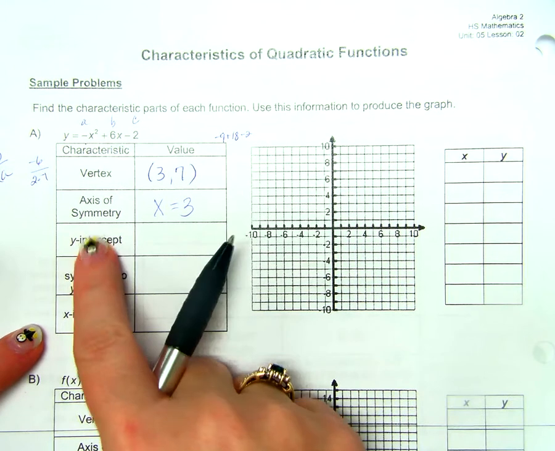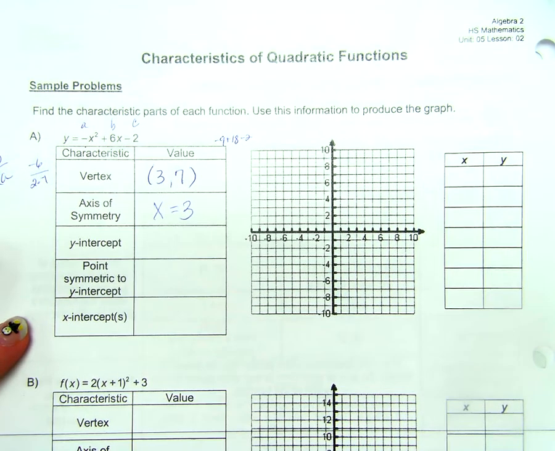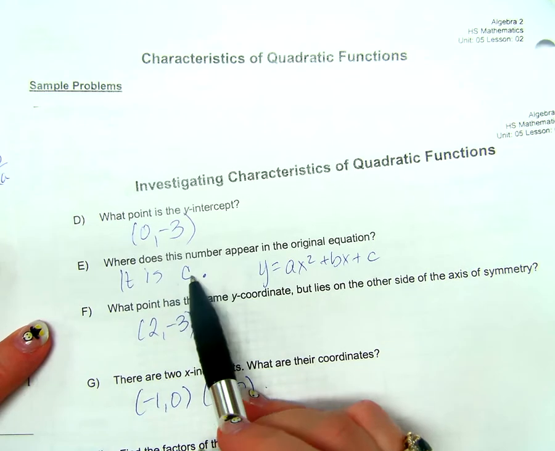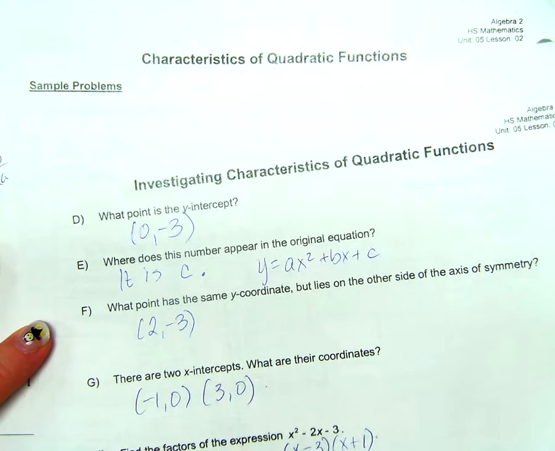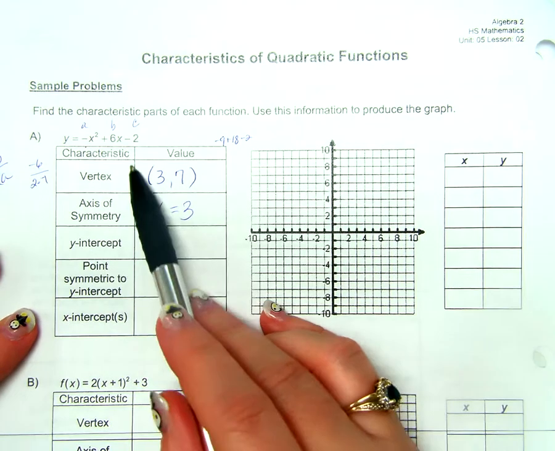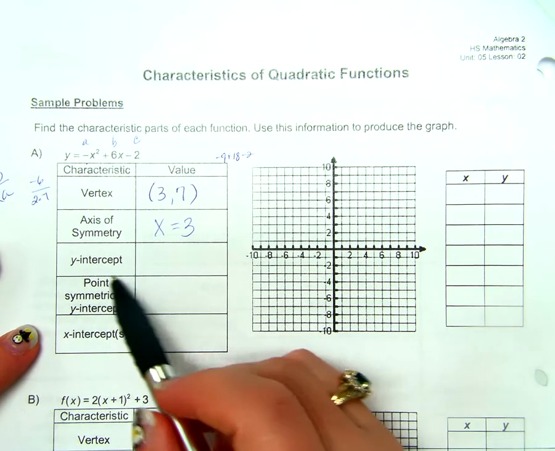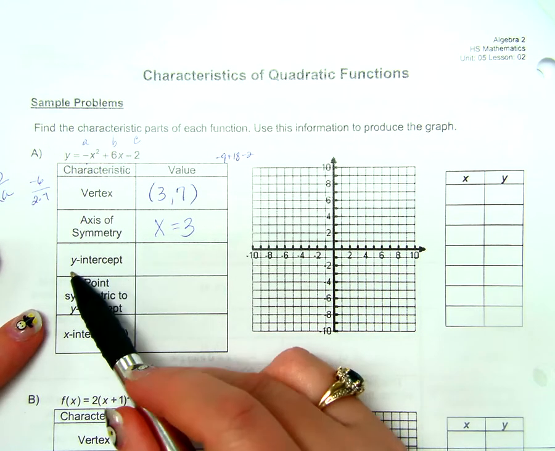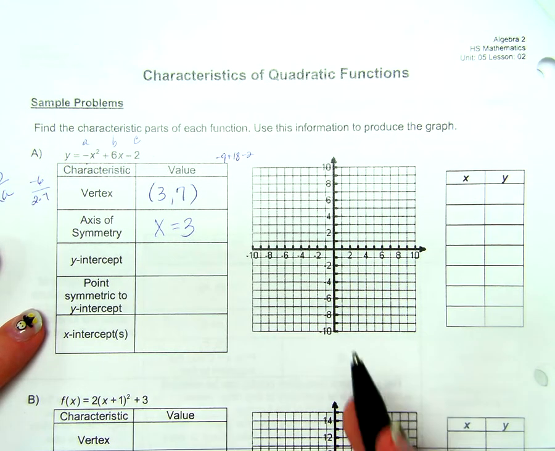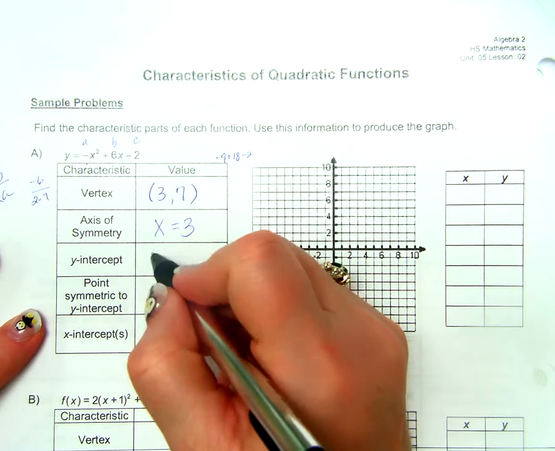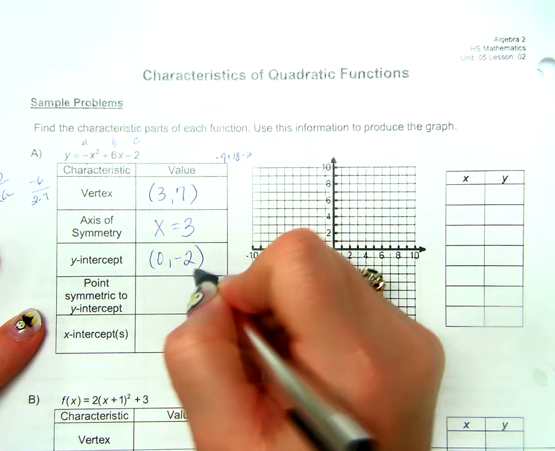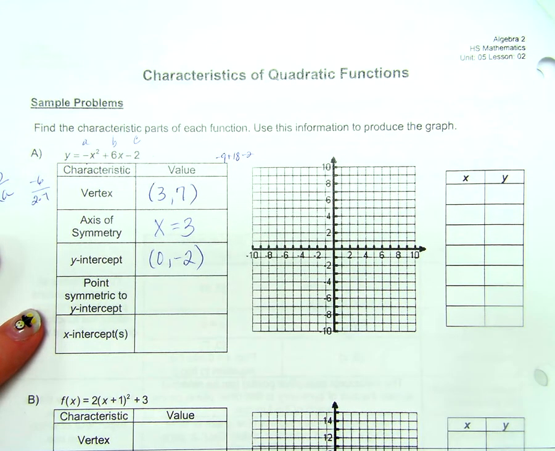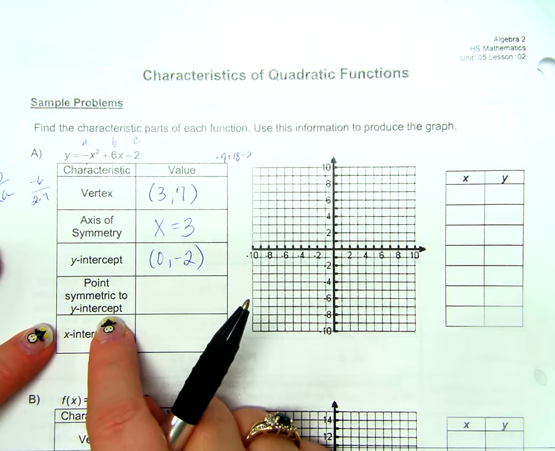What's my y-intercept? What did we figure out over on this page? Our y-intercept is c. So this is in standard form, so I can just look at c. What does it look like, though? A y-intercept is a point, so it will be 0, negative 2. Very good. So what's the point symmetric to the y-intercept?